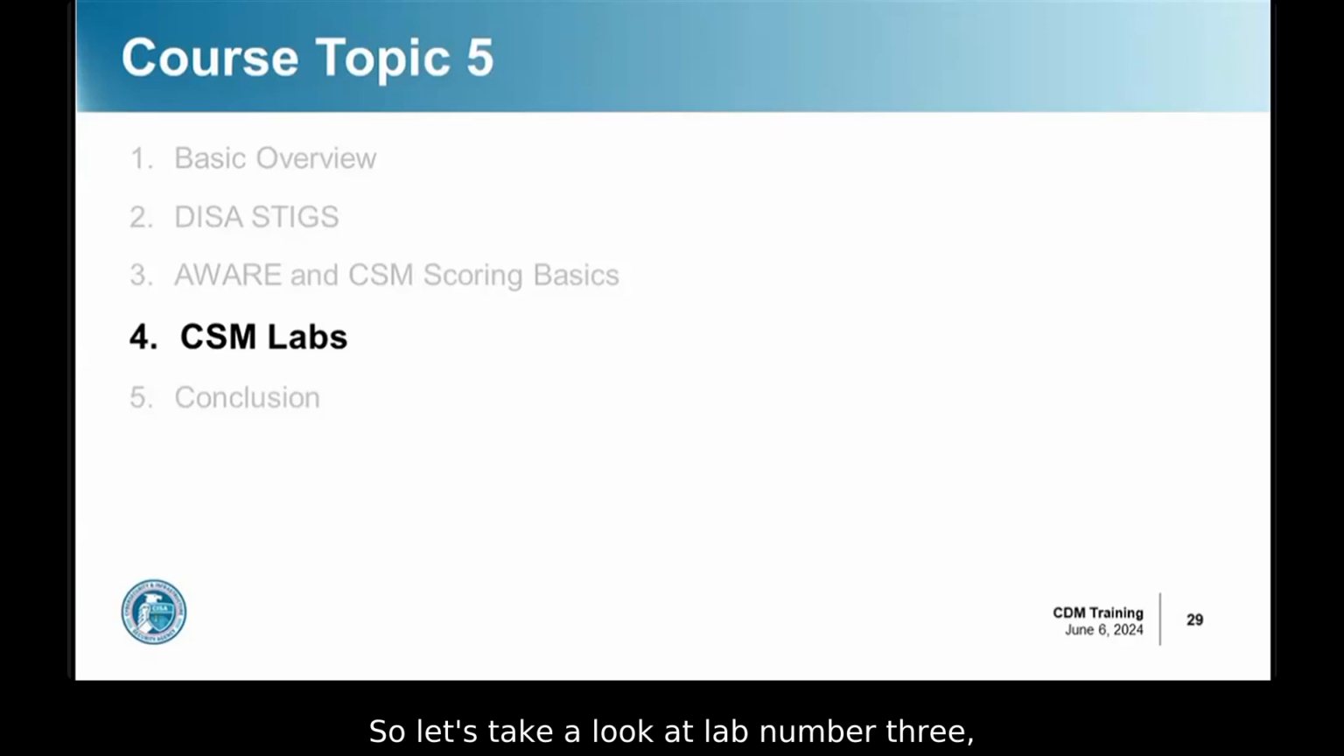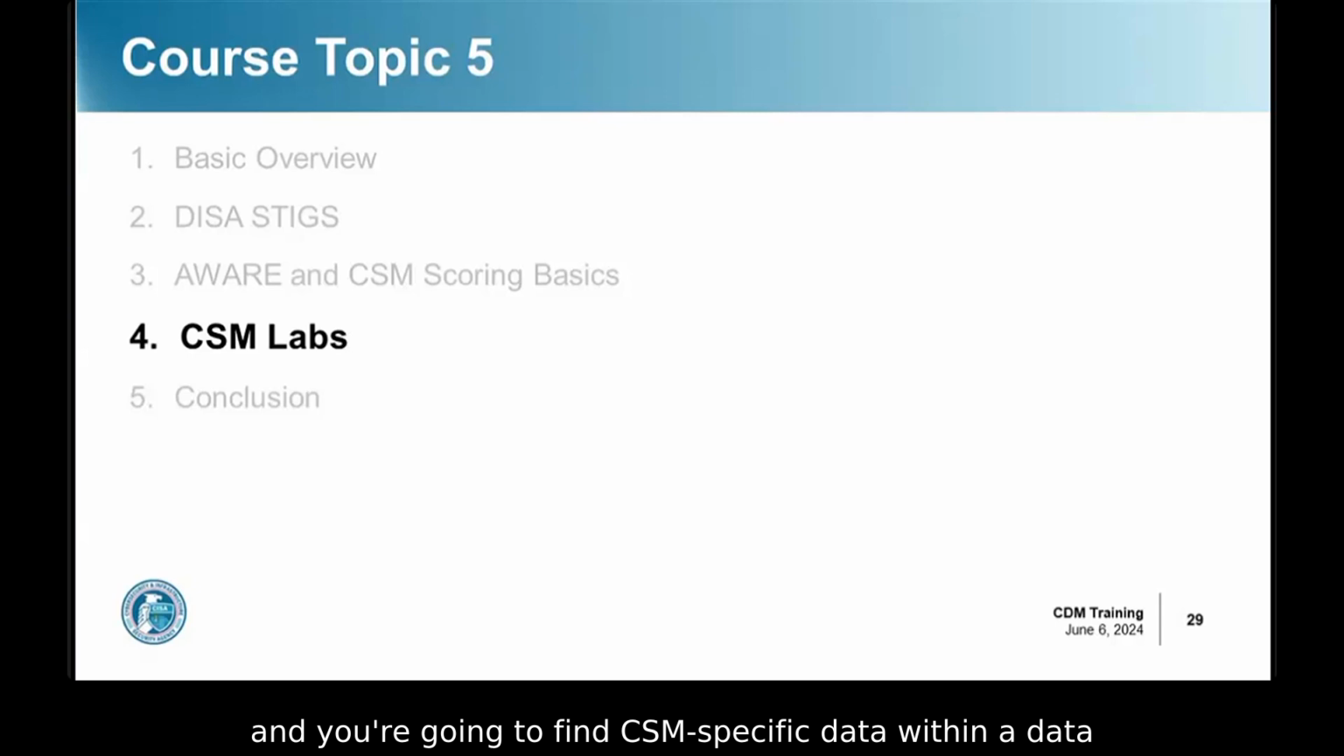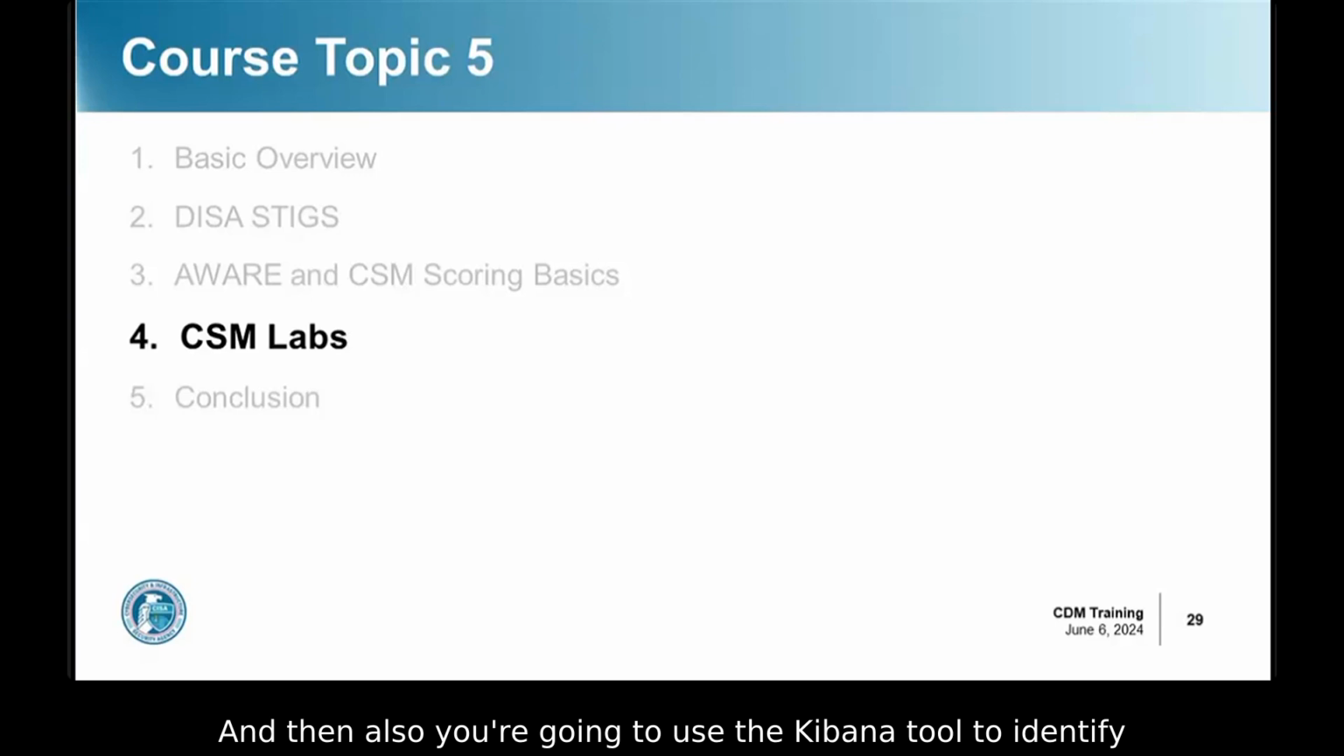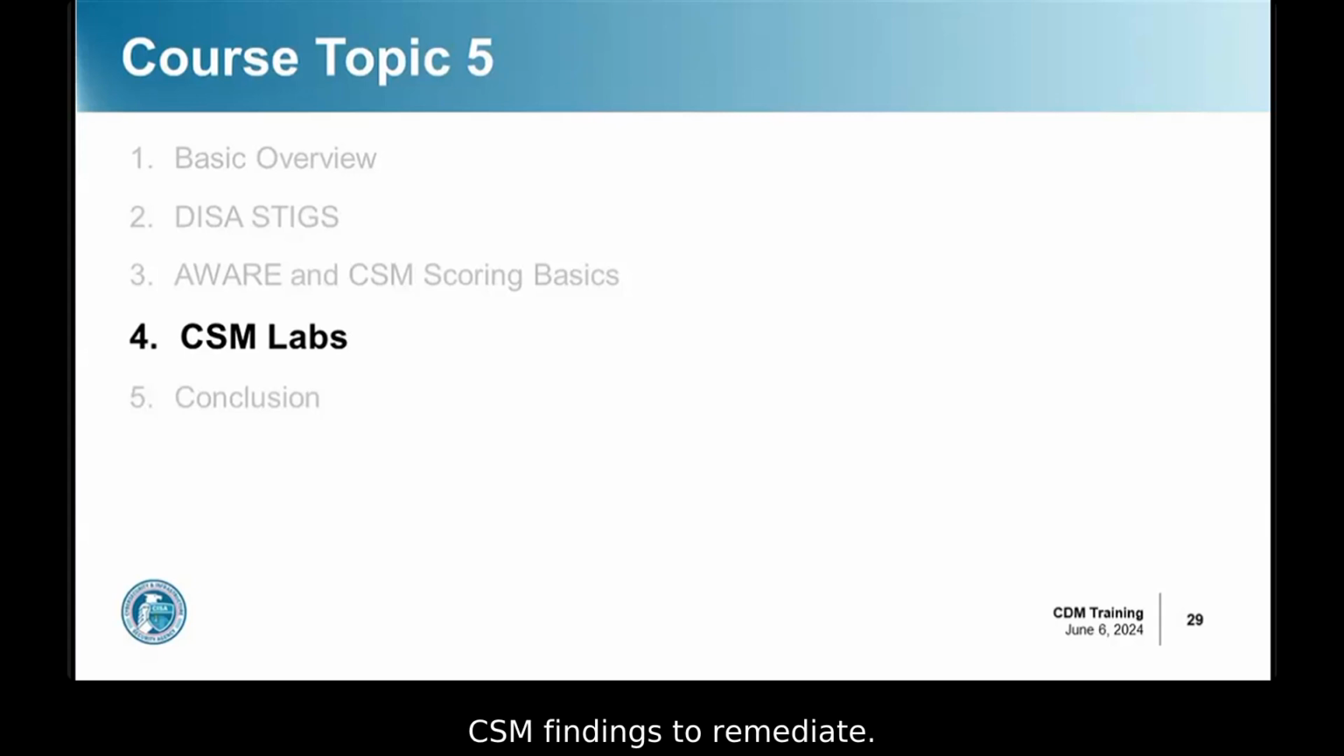So let's take a look at lab number 3, discovering CSM findings to remediate. What you're going to be doing for this lab is you're going to use the Discover tool again, and you're going to find CSM specific data within a data view. And then also you're going to use the Kibana tool to identify CSM findings to remediate. So with that, let's put 20 minutes on the clock and give you a chance to work through these. I think this lab doesn't have a whole lot of step actions, so 20 minutes should be more than enough time to do the step actions and the knowledge checks. So if we could put 20 minutes on the clock, and we'll see you back in 20.